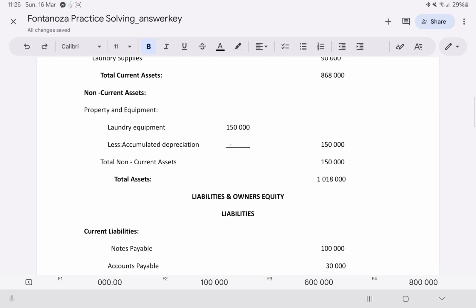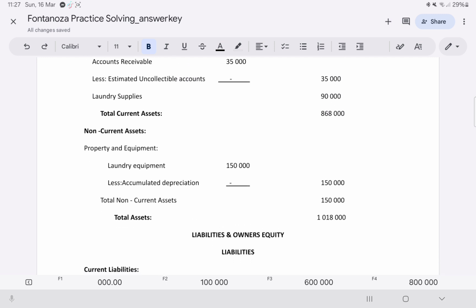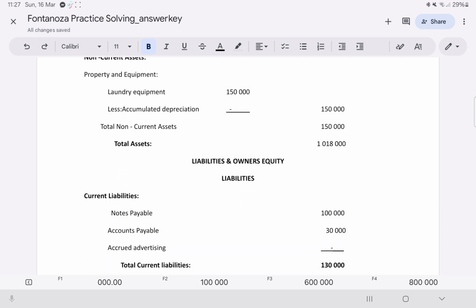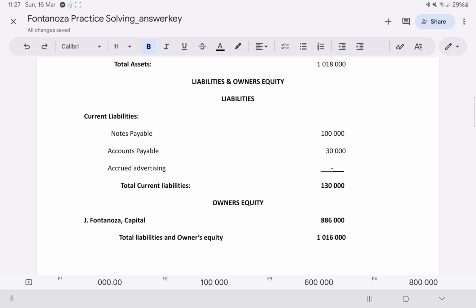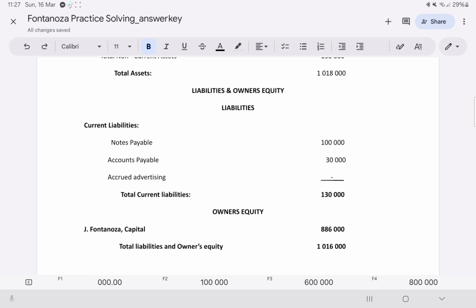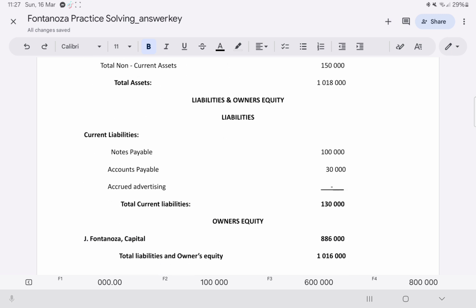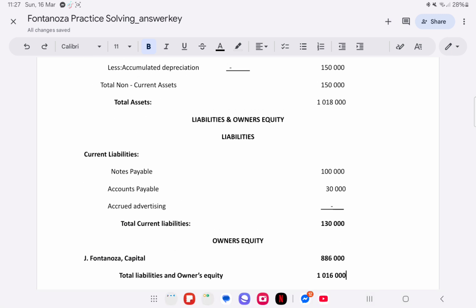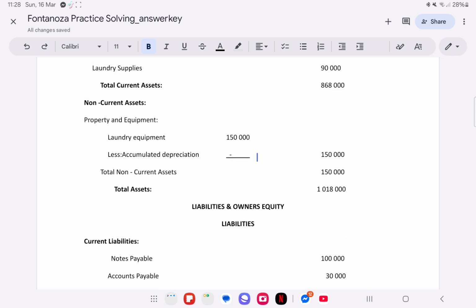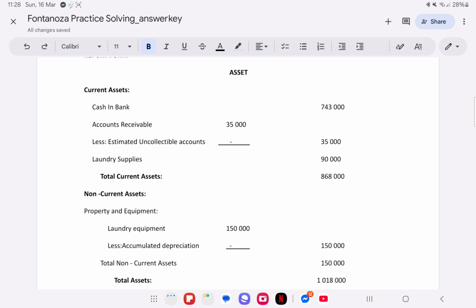Okay, so why is it the total assets is 1,018,000, and the total liabilities and owner's equity is 1,016,000? Okay, so let's try to check the data, if the data are correct in transferring to your financial position. So let us start with the current assets.